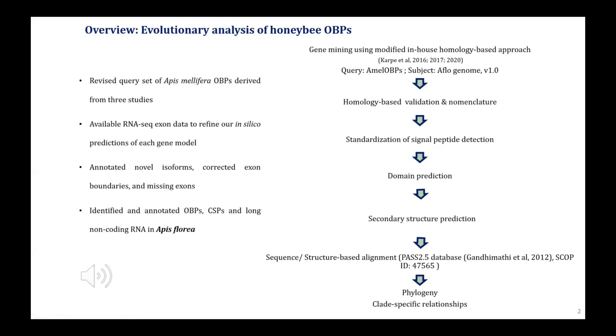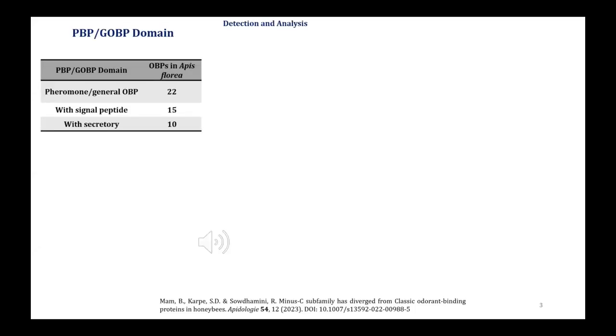Interestingly, CSPs have been involved in insecticide resistance, embryonic development, and regeneration. And this family of CSPs has expanded in flower beetles and reduced in bees and wasps. Insect OBPs have characteristic conserved domains, conserved cysteine signatures, and presence of a signal peptide. Through our extensive workflow we talked about previously, we identified PBP/GOBP domains in each putative OBP.